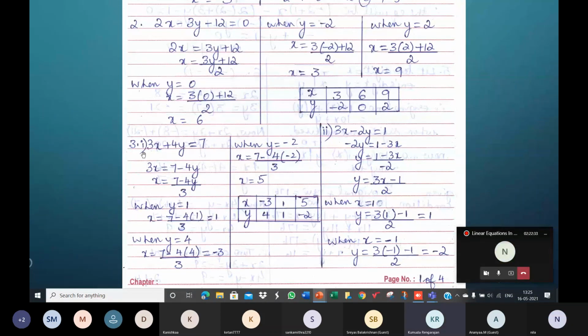So this is the first equation. We write x in terms of y. This is what it is.